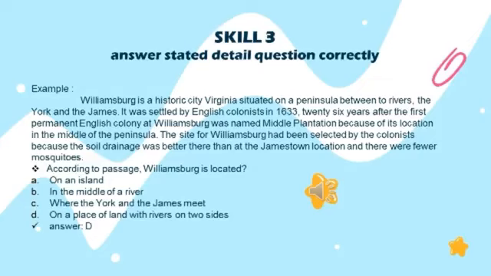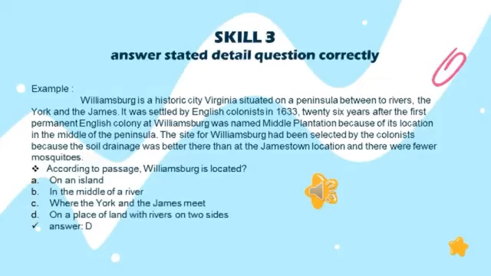Okay, let's start from the third skill, namely answer stated detail question correctly. For information, this type of question inquires about the information found in the literature. The question provides the answer by placing it in the literature. Questions of this type often express statements corresponding to the literature. Some example questions are like, according to the passage, blah blah blah, the passage indicates that blah blah blah.